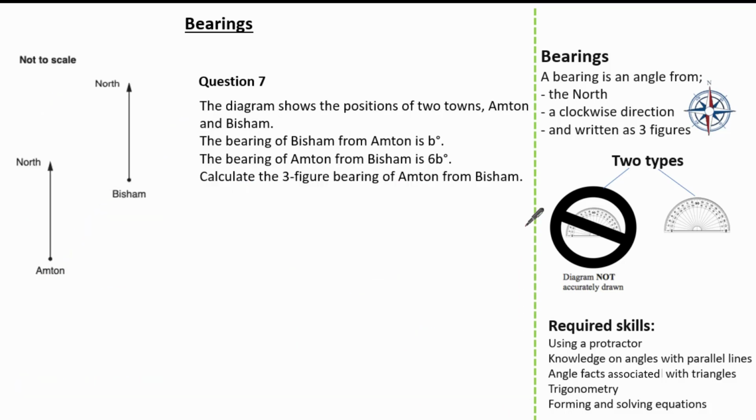So let's have a look at our last question associated with bearings. Here the question states that the diagram shows positions of two towns, Ampton and Bisham. The bearing of Bisham from Ampton is B degrees, and the bearing of Ampton from Bisham is 6B degrees. We're asked to calculate the three-figure bearing of Ampton from Bisham. In order to do this question, you need to form and solve an equation. There is more than one way to do it, so see if you can give it a go and press pause if you need.